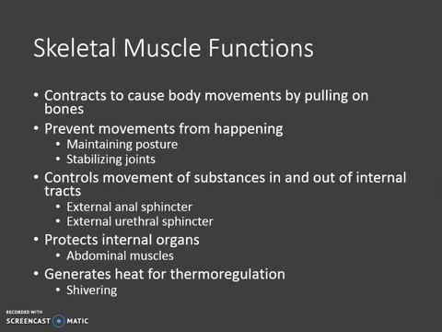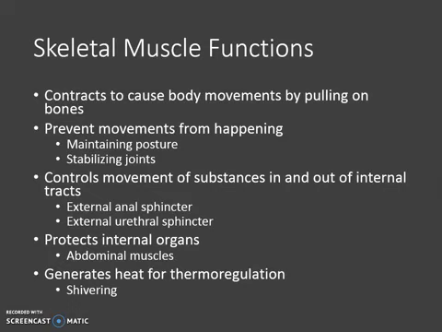Some of your muscles also prevent movements from happening. For example, while you're sitting up straight, the muscles in your back are contracting in order to keep you sitting up straight. If those muscles didn't work, then you would slump over. Muscles also help to stabilize some of your joints, such as the muscles around the knee and the elbow and the shoulders and the hips.